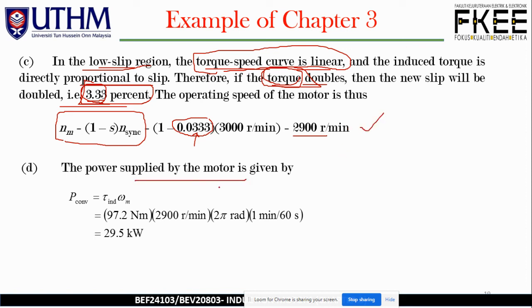So the power supplied by the motor is given by P converted equal to the induced torque times omega m. The induced torque is 97.2 Newton meter, from the previous calculation. And again here we have omega m, which is the new n_m divided by 9.55, to convert into radian per second. And then this gives P converted equal to 29.5 kilowatt.